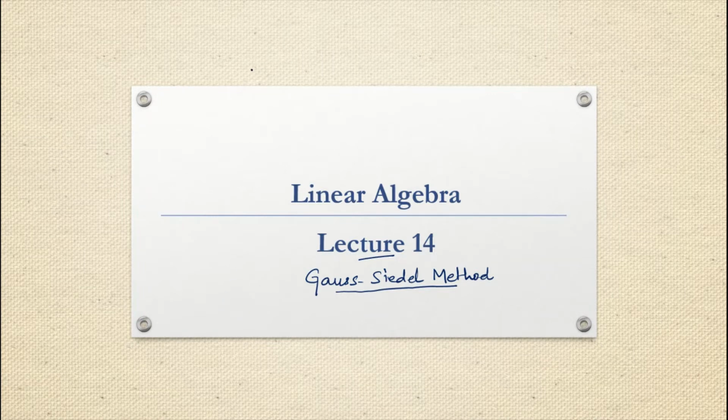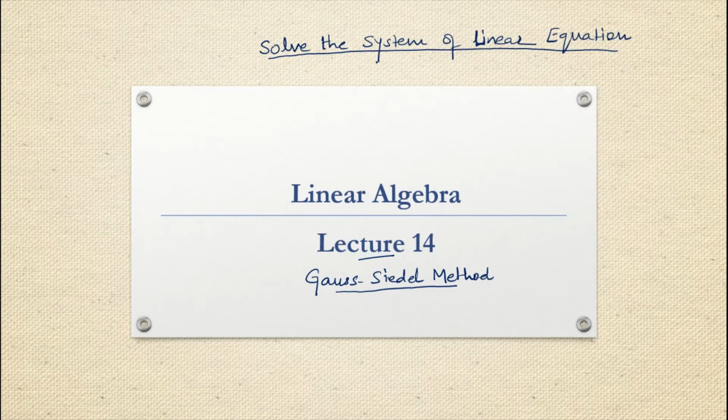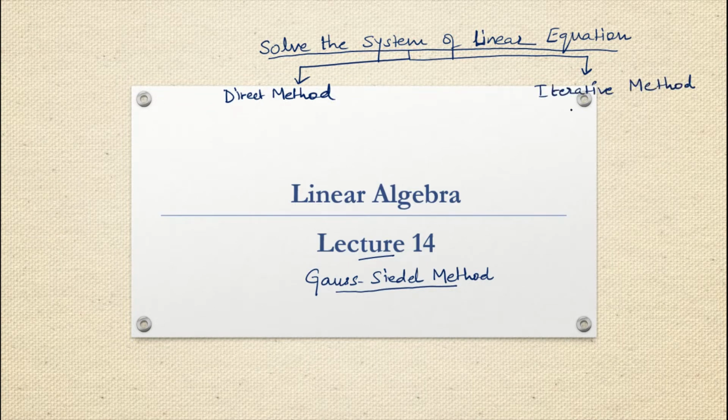For two classes we have been seeing different methods to solve systems of linear equations. To solve a system of linear equations we have two approaches. One approach is the direct method, and the second approach is the iterative method. What is this iterative method? We perform the operation repeatedly. The direct method gives us the exact solution, and the iterative method gives us an approximate solution.